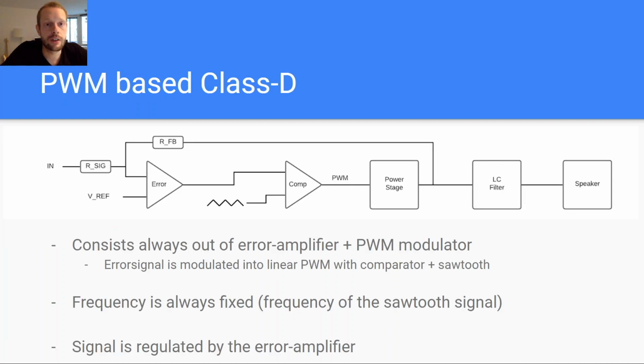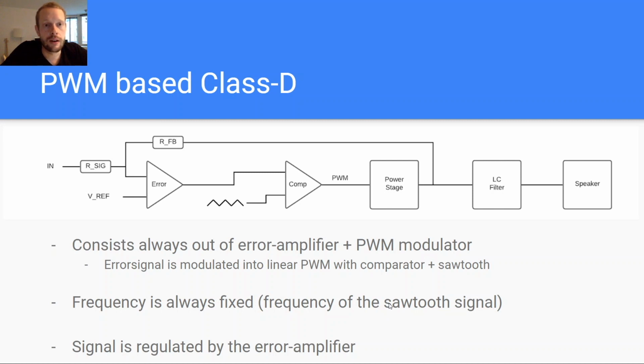But now let's do a refresh once again of how the PWM based Class-D amplifier works. Here we have once again our overall structure. Here's the error amplifier, here's the comparator, here's the power stage, and at the end we have our LC filter and the speaker. The main point with the PWM based one is that the output of the error amplifier is modulated into a linear PWM signal with a comparator, which checks the error signal from the error amplifier against a sawtooth waveform. And the frequency is always fixed and based on the frequency of the sawtooth signal.